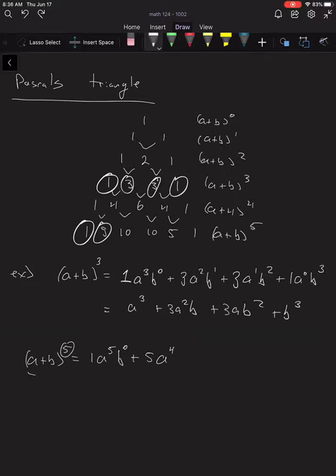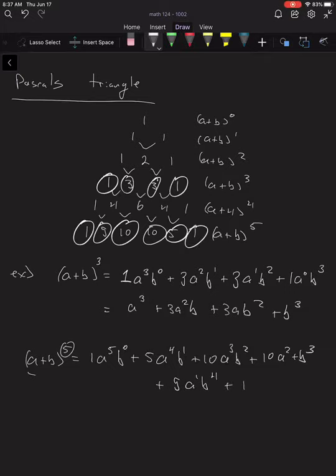Okay, so we counted down right down here. We had a to the 4. So now we're going to have b to the 1. We count up with our b. Then we write our next number, 10. So count down with the a, count up with the b. Write our next number, again, a 10. We have a to the 2, b to the 3. Write the next number, which is 5. Count down with the a to the 1, b to the 4. Write the next number, which is 1. Count down with the a and count up with the b, so b to the 5.